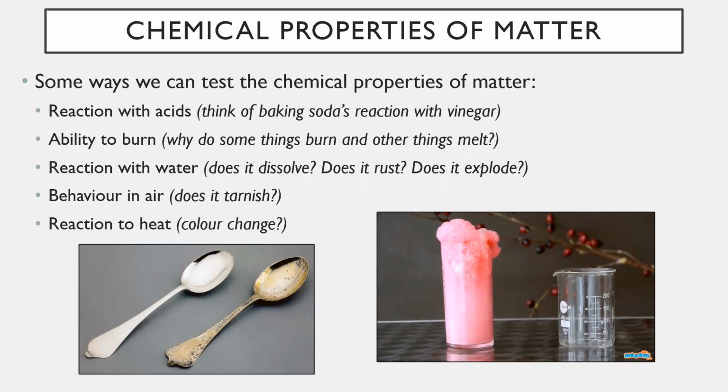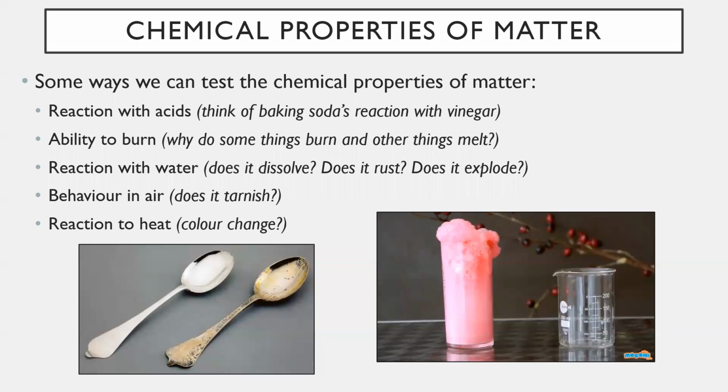Another chemical property is the ability to burn. A question you may have asked yourself, or maybe you've never asked yourself this, I don't know, I'm not going to judge your life, is why do some things burn and other things melt, right? So if you put certain things in the oven, it'll melt, but if you put other things in the oven, it'll burn. Why does it do that? The ability to burn is a chemical property.